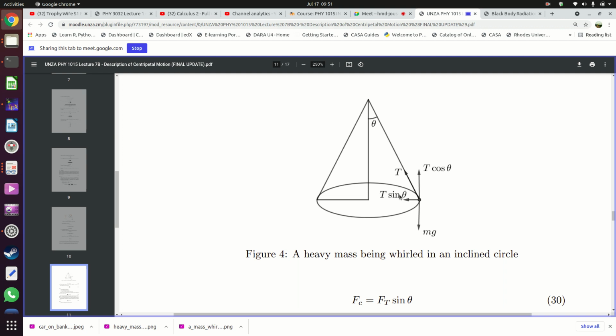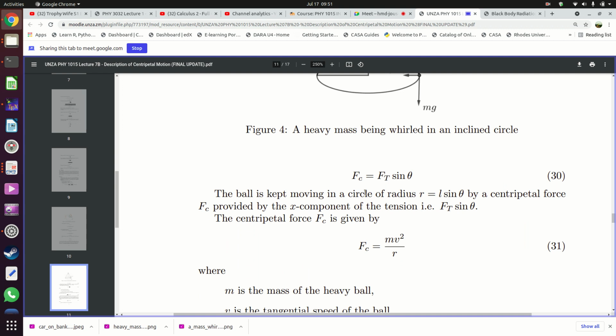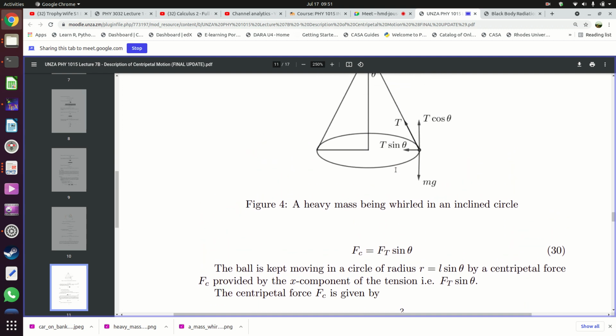Are we clear? From this diagram, is it clear what's happening? Yes, sir. Okay, so the centripetal force is being provided by T sine theta. The centripetal force Fc is being provided by the tension Ft multiplied by sine theta, and there is also the radius. The circle we're interested in is this one here.